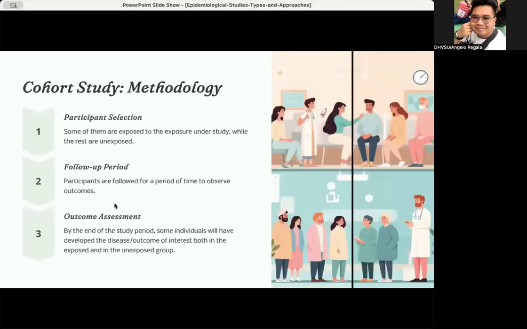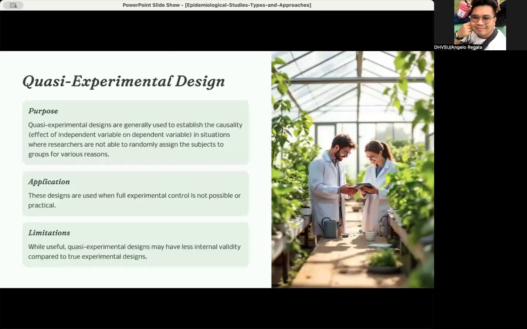So these are cohorts. For participant selection, some of them are exposed to the exposure under study, and the others are not. There is a follow-up over a period of time. By the end of the study, some people will have developed a particular disease and some would not.